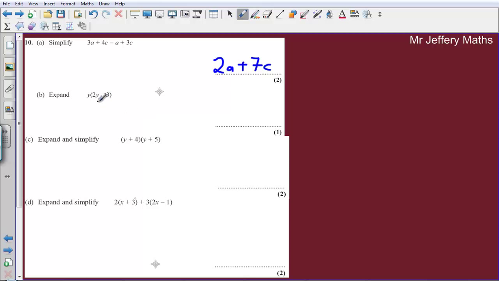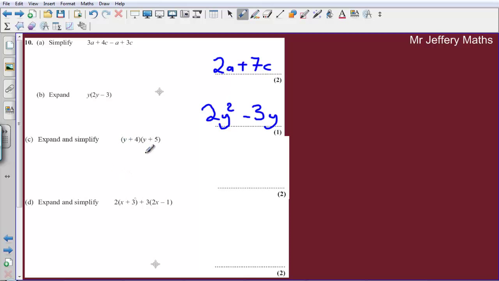Next one, we are expanding this here, which is y bracket 2y minus 3. First up, start by multiplying the part that is outside the bracket by the parts that are inside. So I'll do y multiplied by 2y, which gives me 2y squared. Then I'm going to do y multiplied by minus 3, which gives me minus 3y.